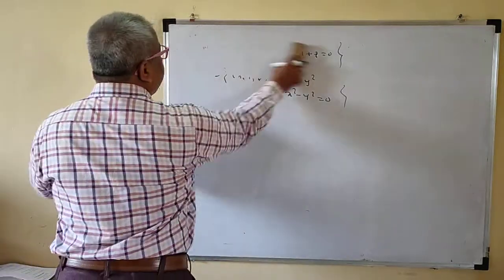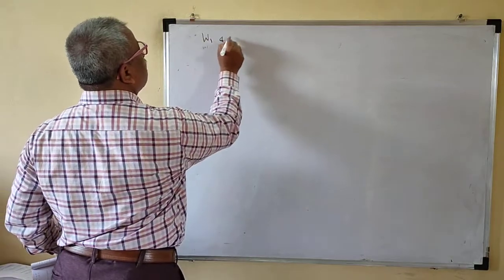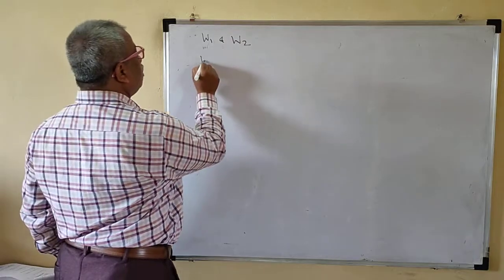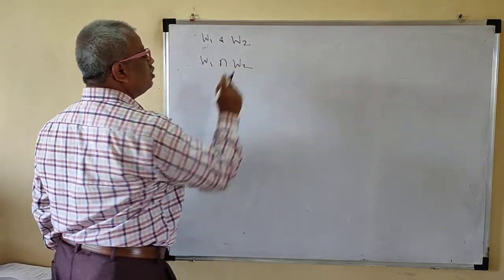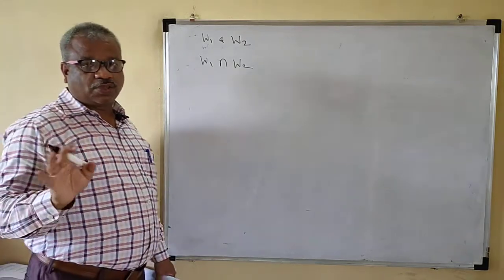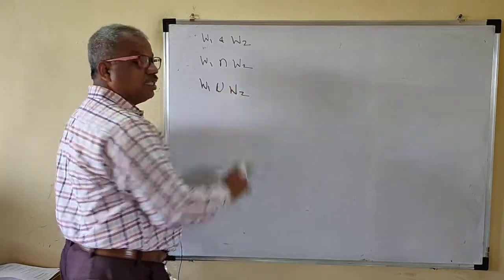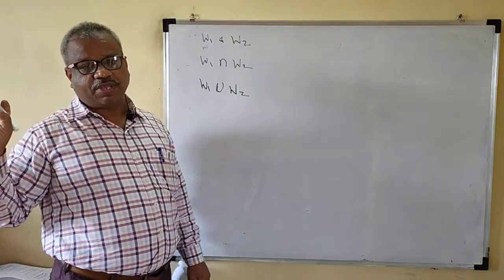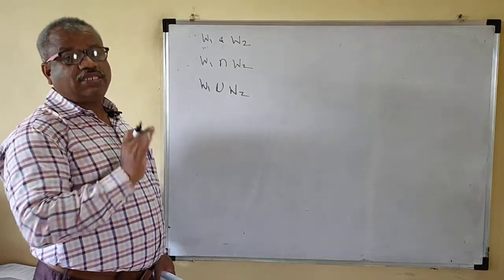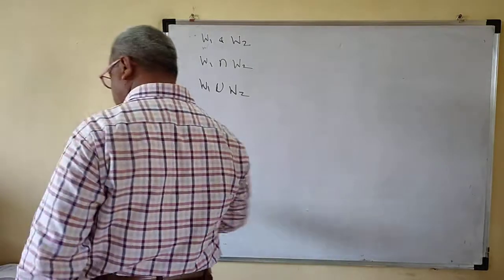One thing is that if W1 and W2 are subspaces, then their intersection is a subspace. But we don't have the guarantee for the union. It may or may not be a subspace. This is the difference. But in general, W1 union W2 is not a subspace.